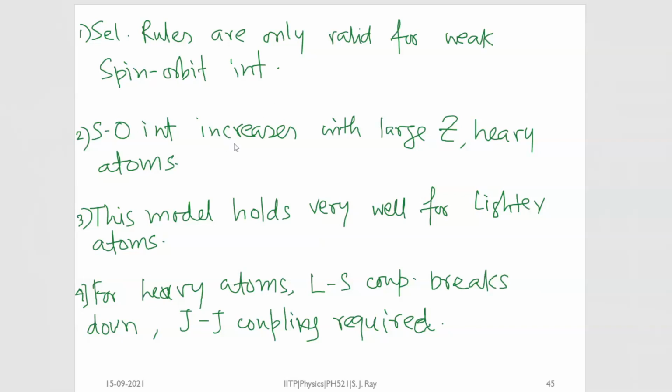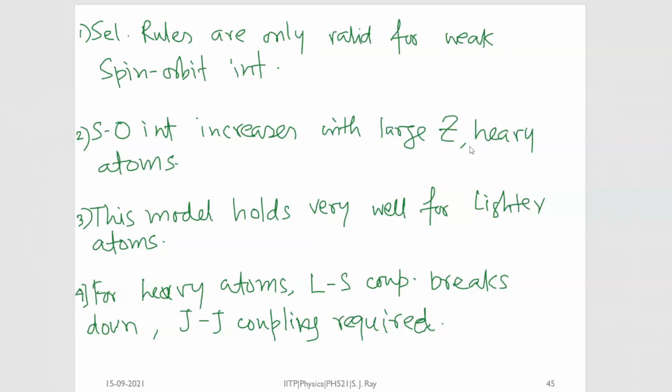However, spin orbit interaction increases with large Z, that means for heavy atoms. So if atoms are becoming heavier, that means Z is increasing, then we have to take into consideration the spin orbit interaction more and more. We will see that in the next part.